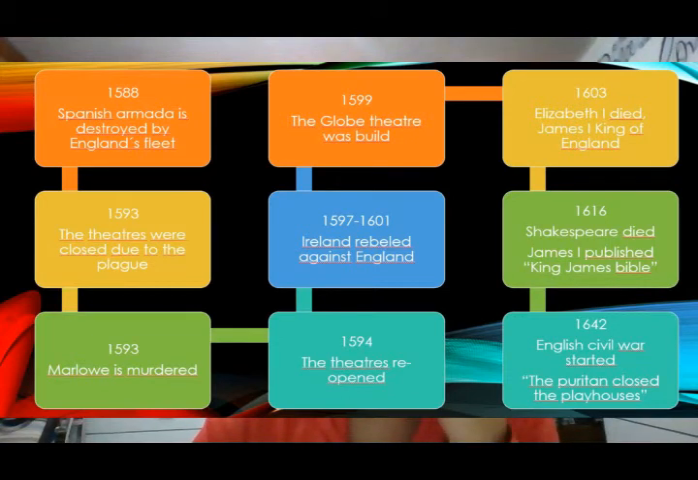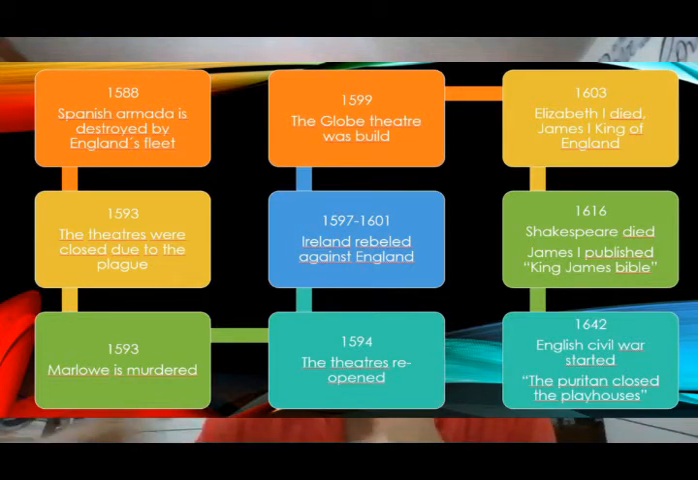In 1593, Marlowe was murdered, and I will explain that later because Christopher Marlowe is a really important writer from England. So we really have to study a little bit about him. In 1594, the theaters reopened their doors to the people. From 1597 to 1601, Ireland rebelled against England, so they started to fight against them. In 1599, the Globe Theatre was built, and this is important because the Globe was the theater that Shakespeare founded.